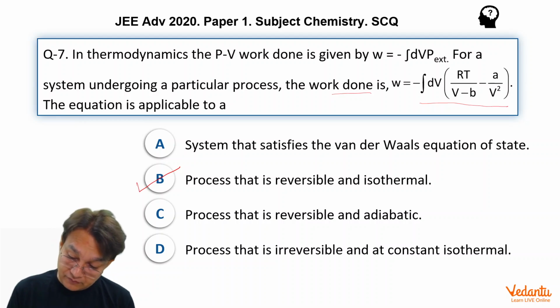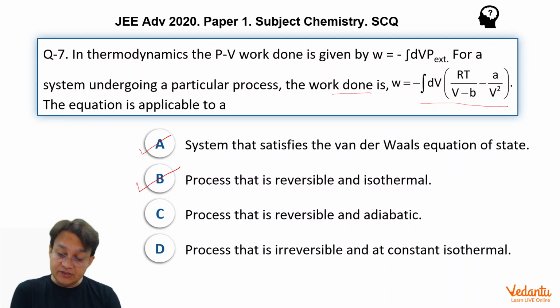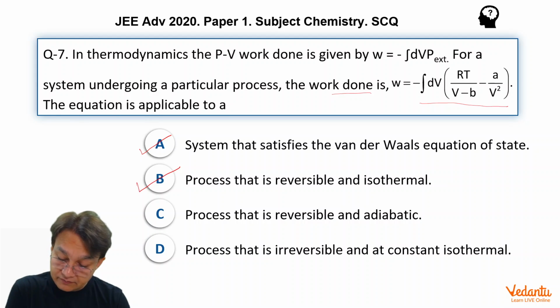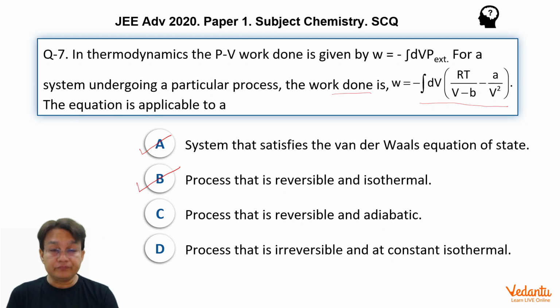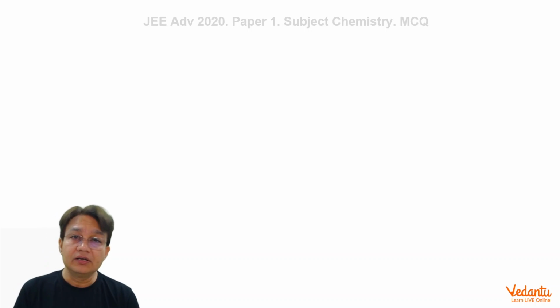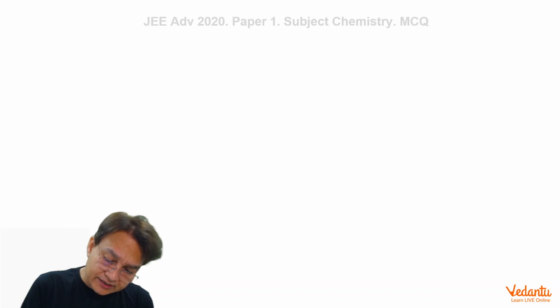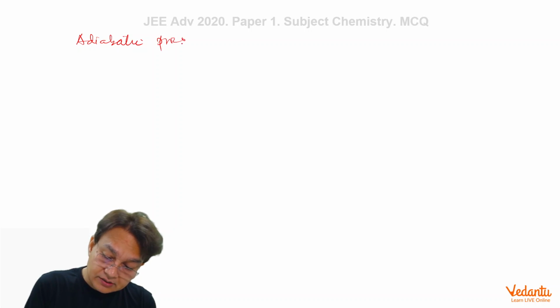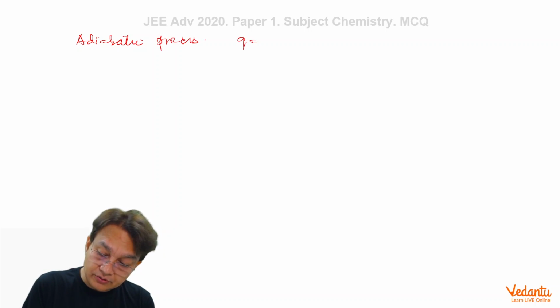A system that satisfies the van der Waals equation of state? Of course, this is true only for a system which is following the van der Waals equation of state. Now, a process that is reversible and adiabatic. Can we say that this work is related to the adiabatic work? What is an adiabatic process? In an adiabatic process, Q is equal to 0.